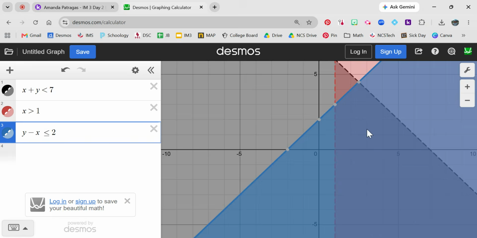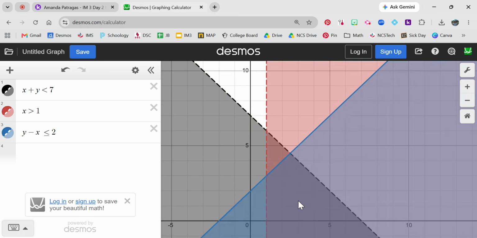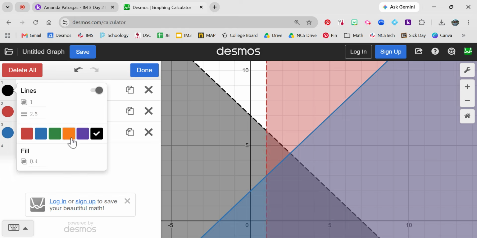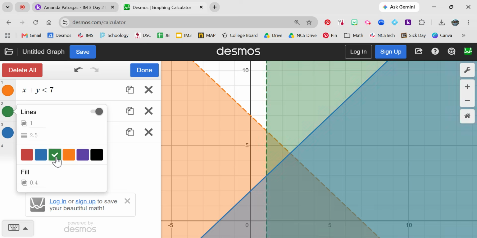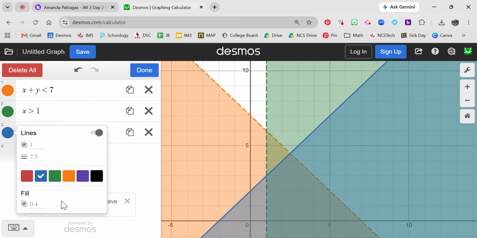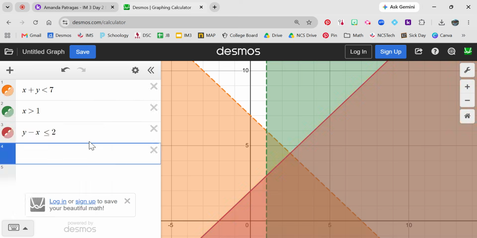Now here's the great thing about Desmos. I can move this around, and I am going to move that because I want to be able to see everything. The other thing I can do is change the colors of these. If you hit this little setting button, you see the colors. If you click on it, you can change it to anything you want. So orange, I'm going to make this one green, and let's do red. Now once I click down here, it automatically sets them.